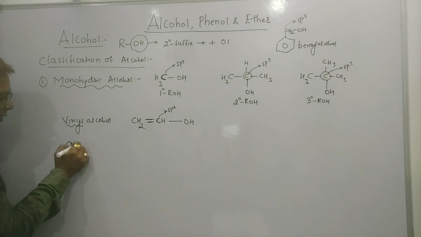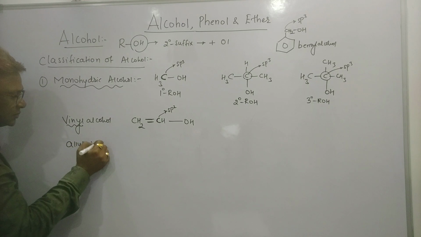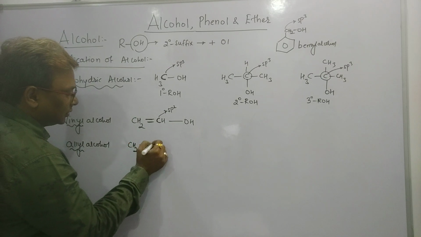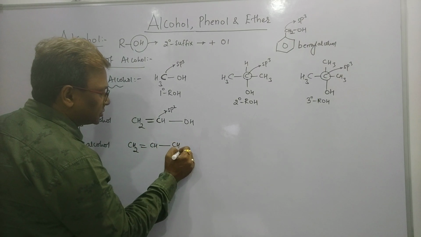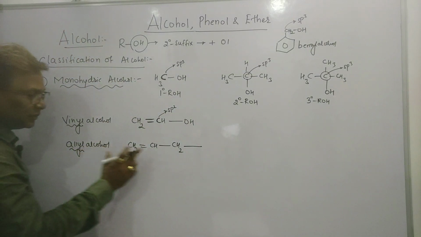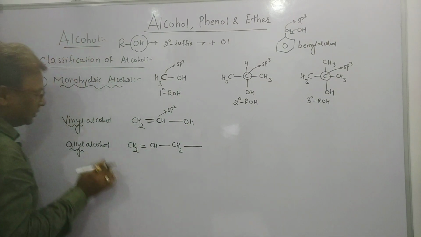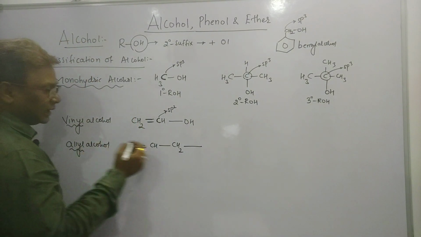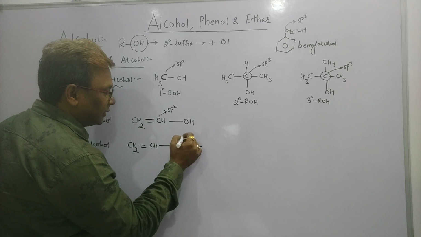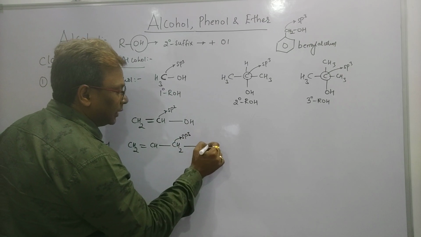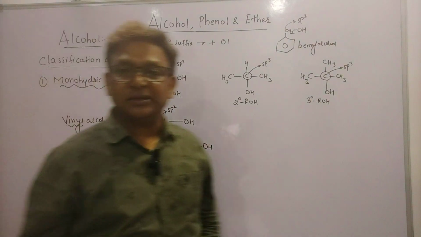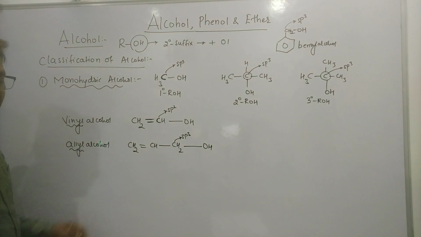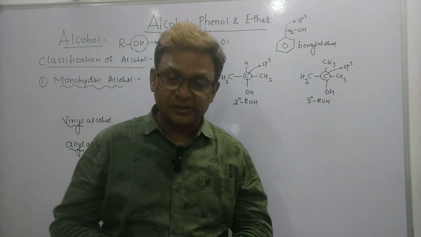But one more is called allyl alcohol. What is meant by allyl group? We should know allyl group means CH2 double bond CH, single bond CH2, and a free bond. For allyl, the minimum is 3 carbon atoms with one double bond. For vinyl, the minimum is 2 carbon atoms with a double bond. But in allyl, the free bond is present only on the sp3 hybridized carbon, and the OH group attaches to it. It will be called an allyl alcohol, right? So this is a vinyl alcohol. This is about the allyl alcohol.